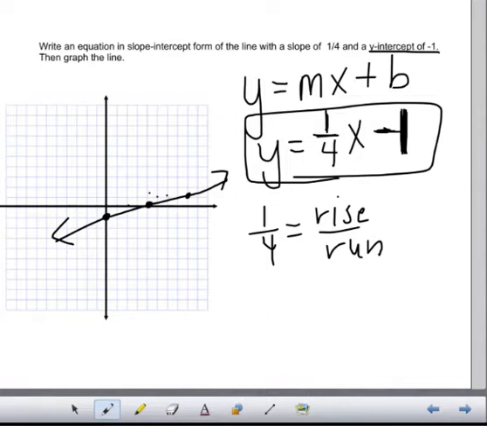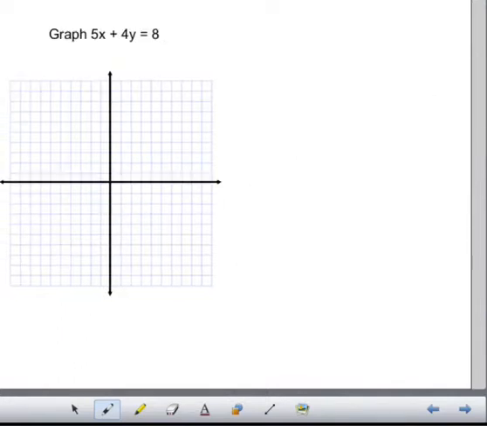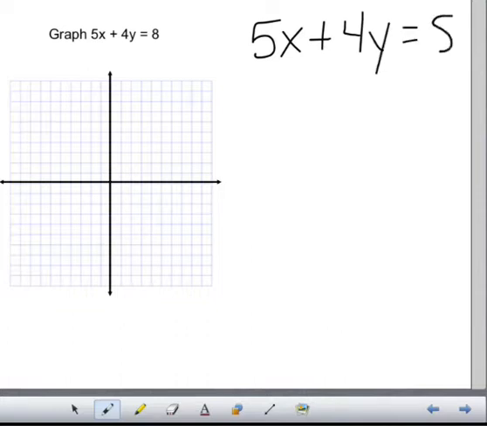Okay? All right. Look at this one. Look at another one. It says graph this: 5x plus 4y is equal to 8. Now, you know you could graph that with intercepts, or you could graph that with a table. But now you know slope-intercept form. Why not take that equation, 5x plus 4y equals 8, and put it in slope-intercept form?